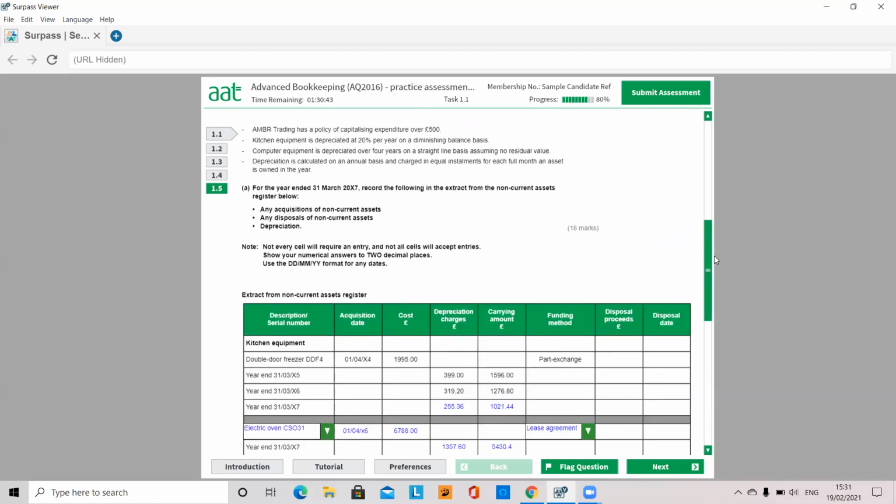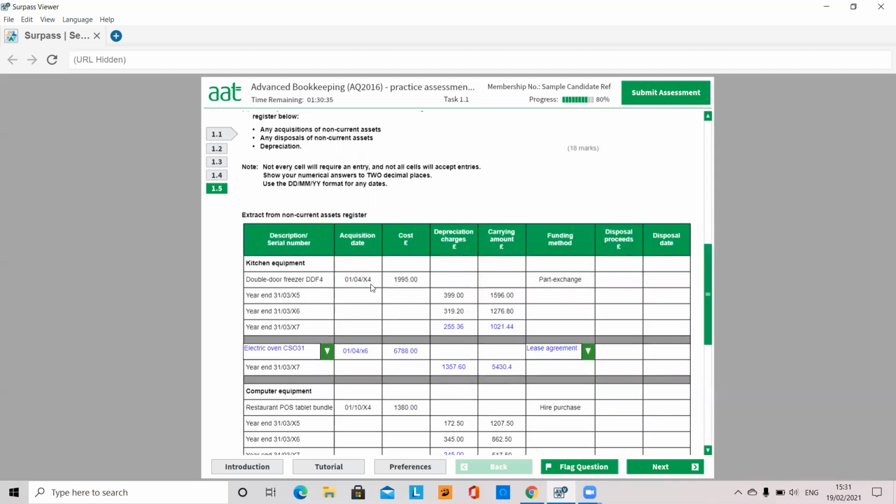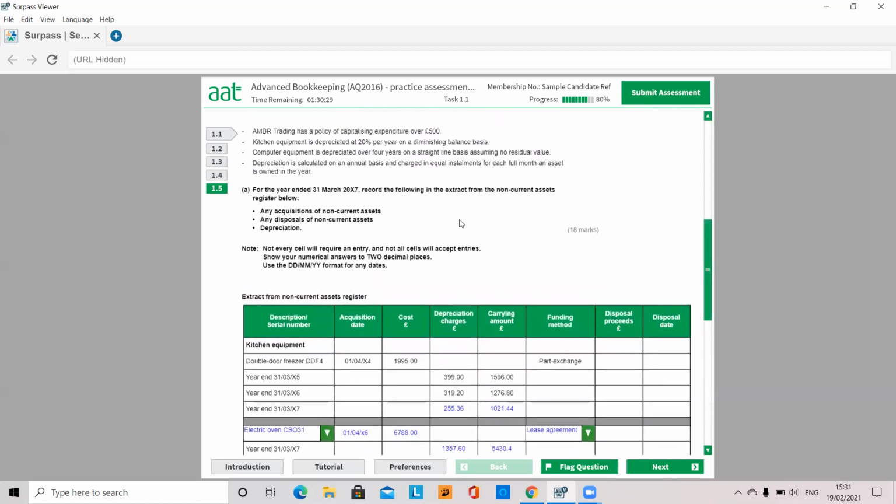So the first thing we'll do is the kitchen equipment, which is 20% on a reducing balance basis. The first kitchen equipment here was 1st of the 4th, 2004. I should point out that the key thing is our year end is 31st of March 2007. So back to this one.